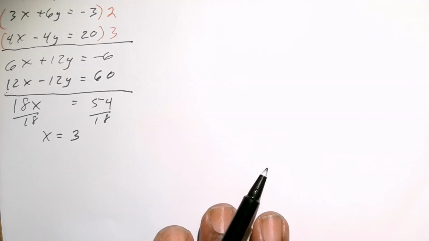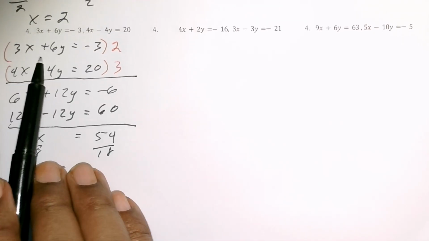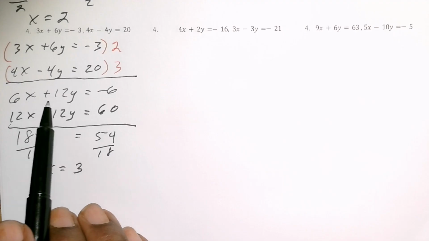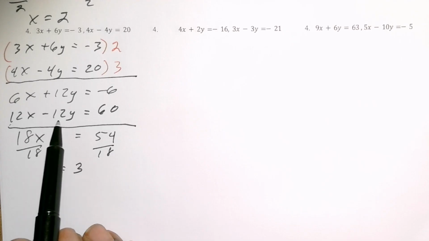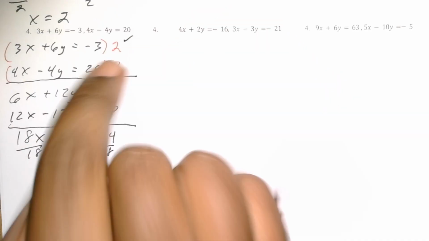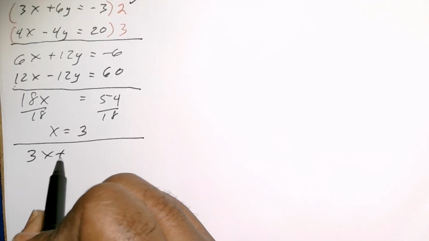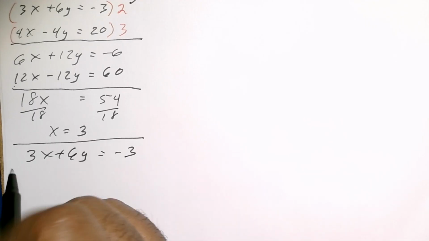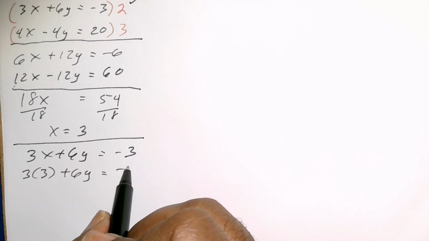Now, let's choose an equation. We actually have several to choose from. We have the 3x plus 6y equals negative 3, the 4x minus 4y equals 20, the 6x plus 12y equals negative 6, and the 12x minus 12y equals 60. I think this one is the least complicated, so I'm going to choose this one for substitution. So let's go with the 3x plus 6y equals negative 3, and we're going to substitute the x for 3. So this becomes 3 times 3 plus 6y equals negative 3.